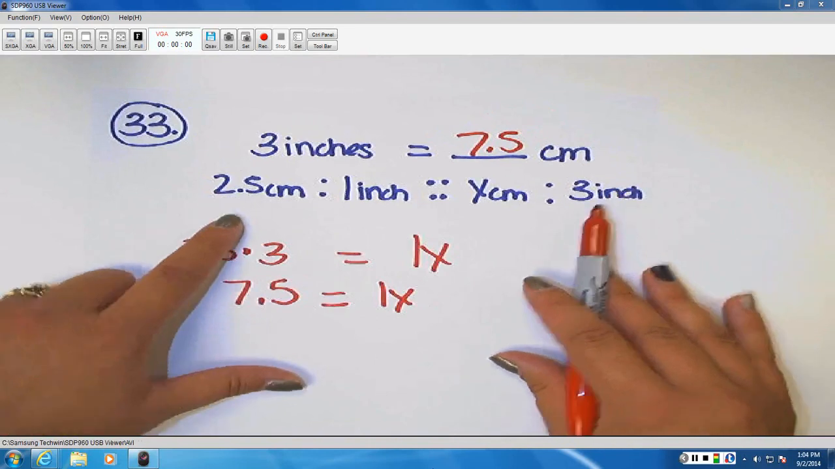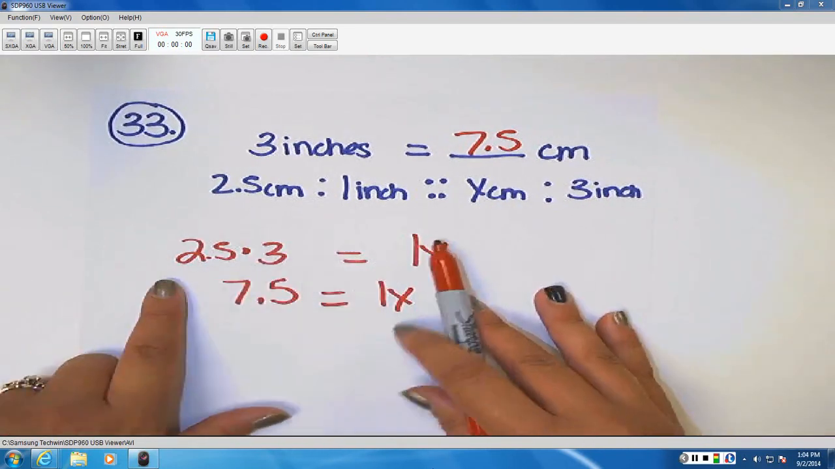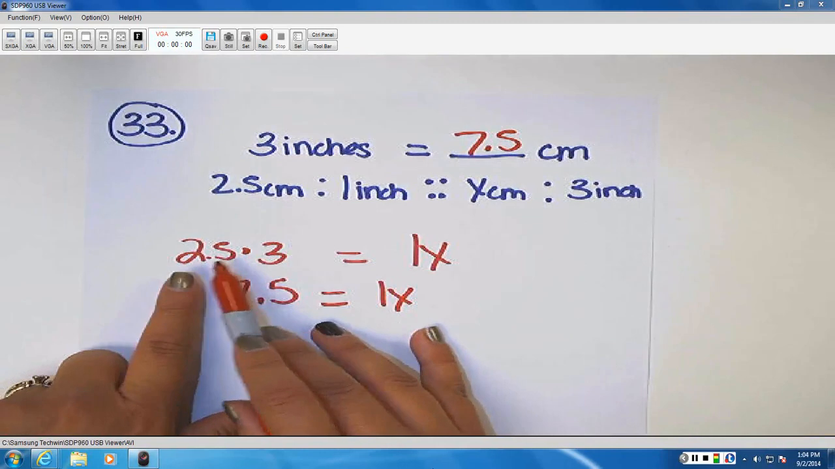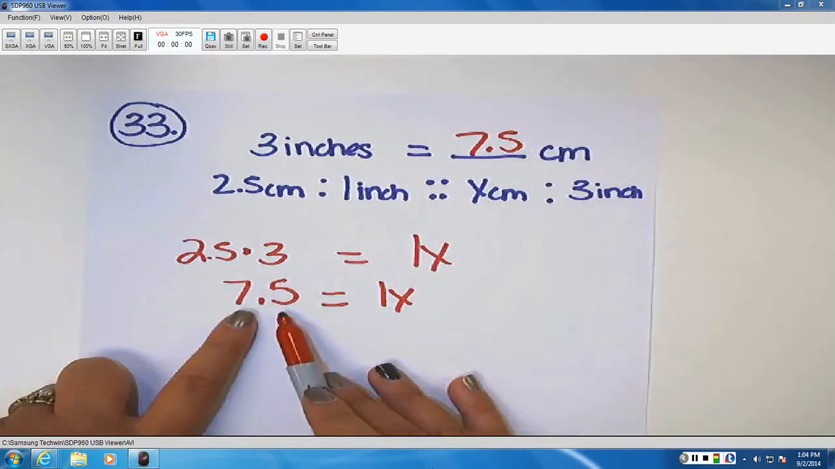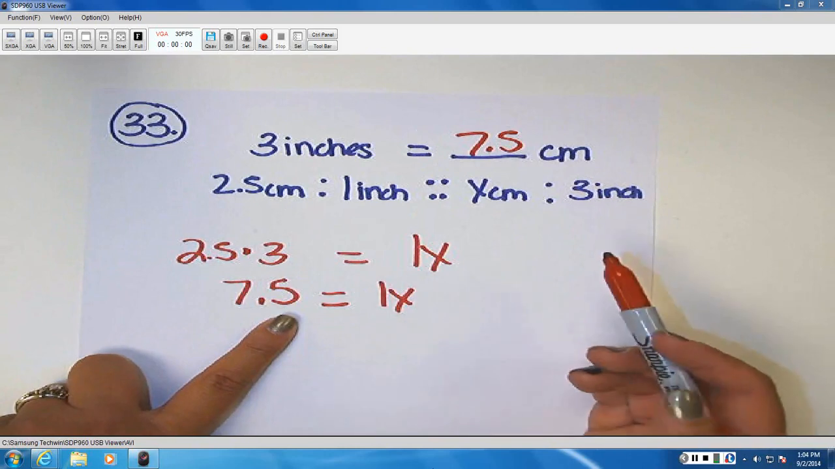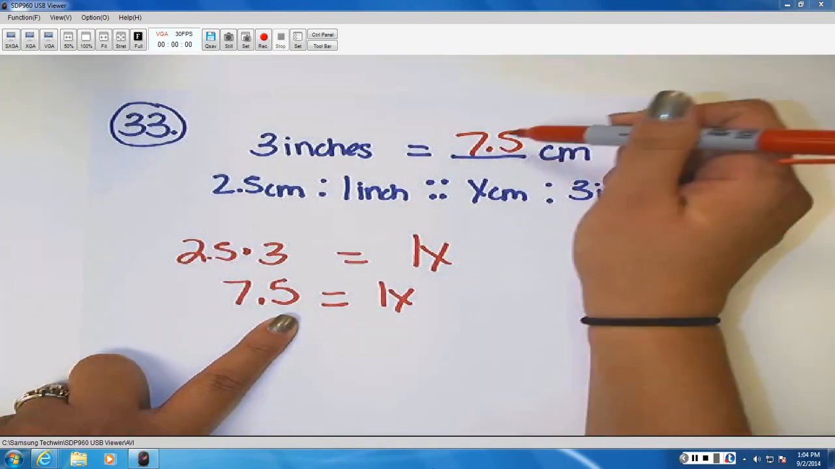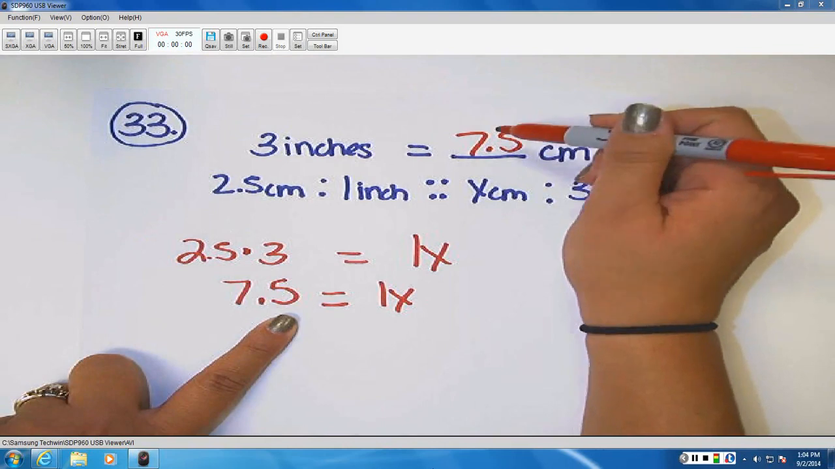I multiplied my outer numbers together, and I multiplied my inner numbers together. So 2.5 times 3 is 7.5, and equaled 1x. We know we can just drop the 1, and it equals x. And then just plug in your number up here, 7.5 centimeters.